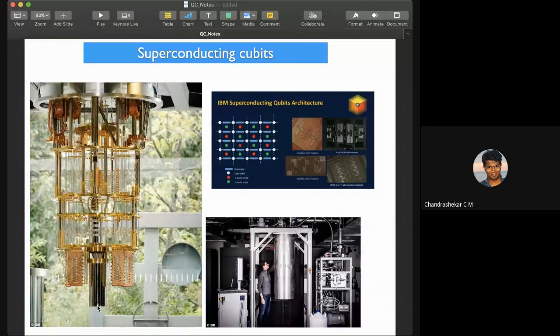But the chip as such is very small. It's only the control system which is really big. All this is vacuum and a control system. The qubit chip as such is very small, and not every qubit is connected to every qubit, but some qubits are connected to one another, and people are building quantum circuits on it.